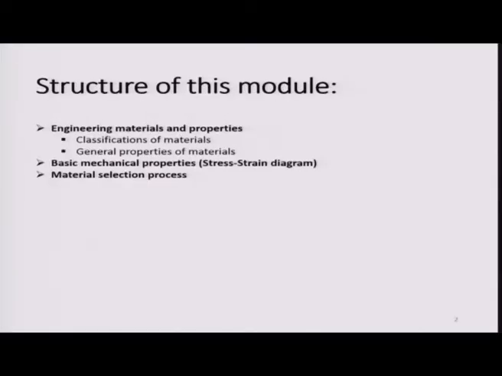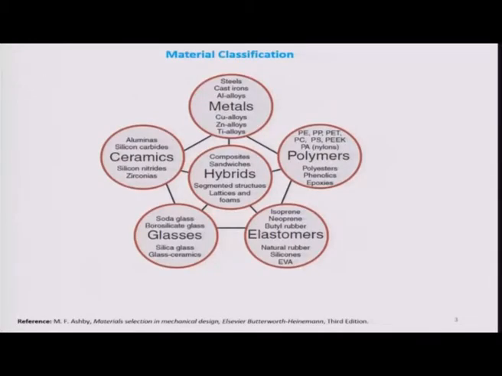First we will study some engineering materials and properties, then the classification of materials, then the general properties of materials. Since in this module we will focus only on the mechanical aspects of designing, we will study some mechanical properties in brief, for example the stress-strain diagram. And after that we will study the material selection process.